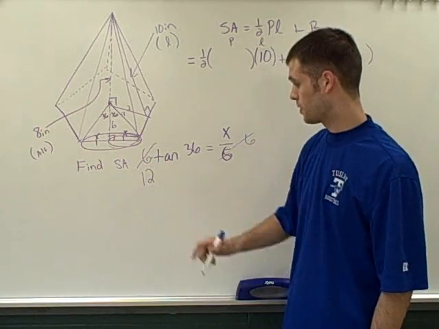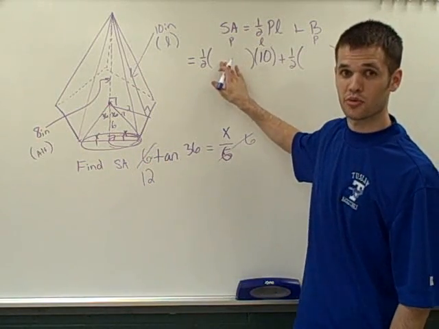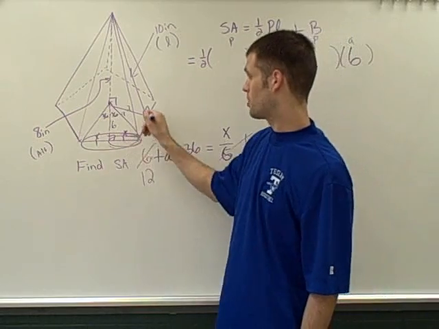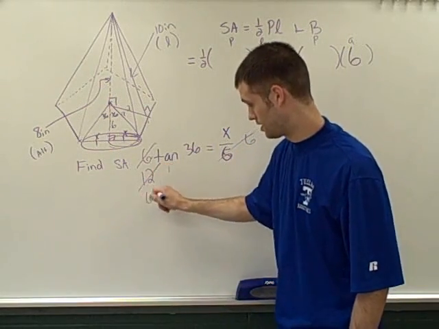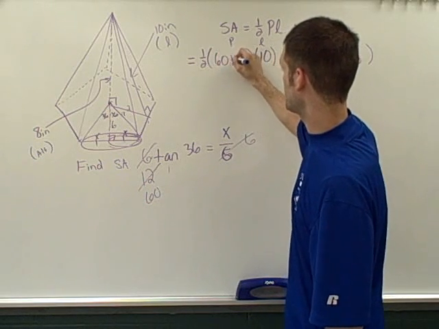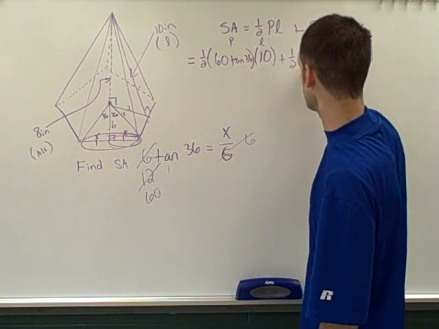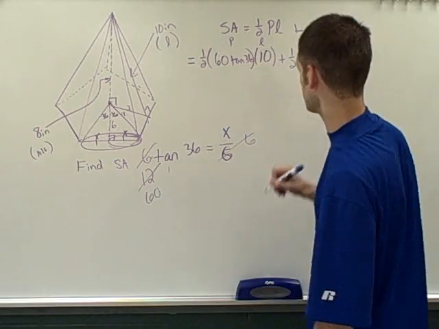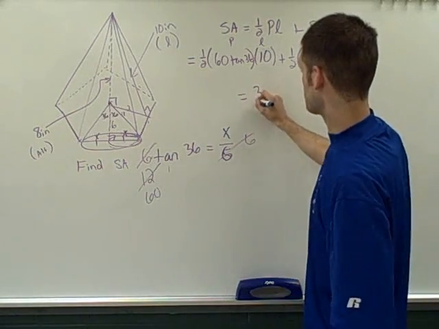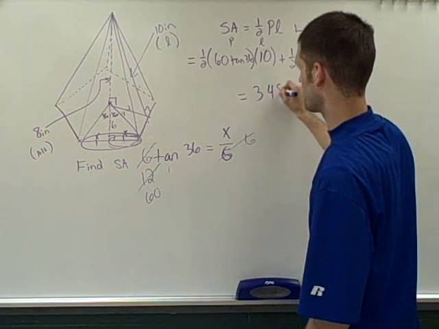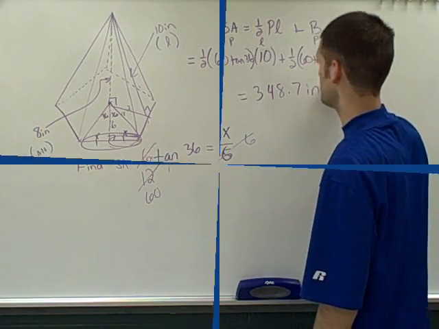So double that, we get 12. That is not the perimeter. That's what we're after. It's a pentagon, so 5 sides, so 12 times 5 is 60. And that's the perimeter. So 60 tangent of 36 goes in both of these places here. Running that all entirely through the calculator, the surface area of this pentagonal pyramid is going to be 348.7 inches squared.